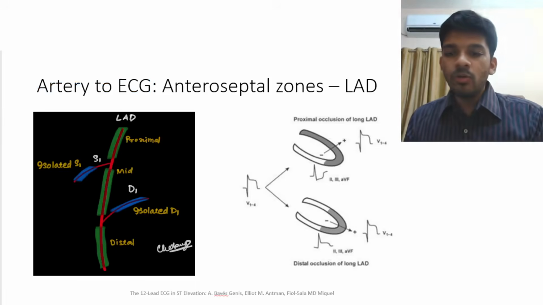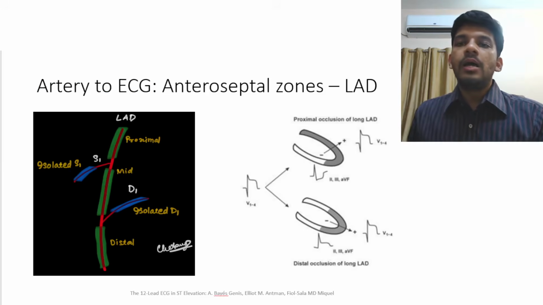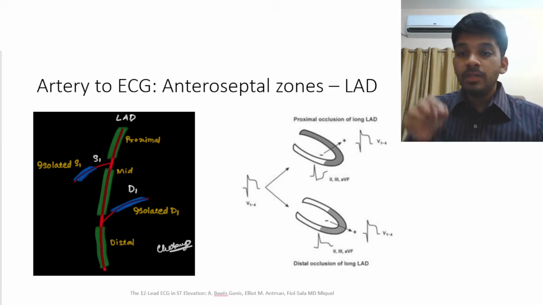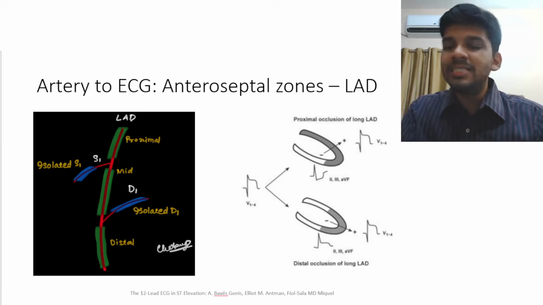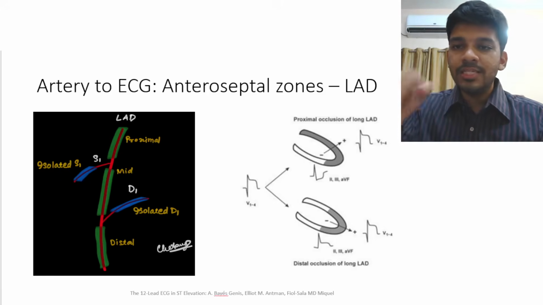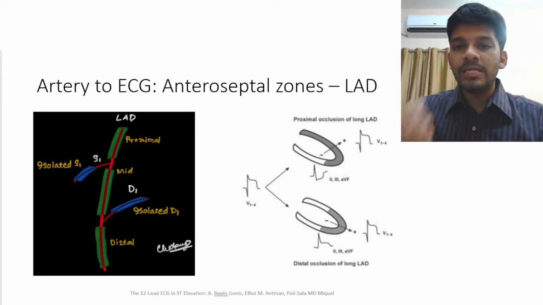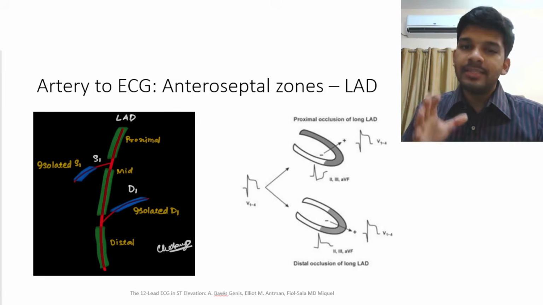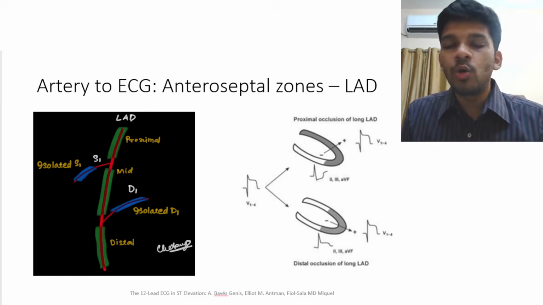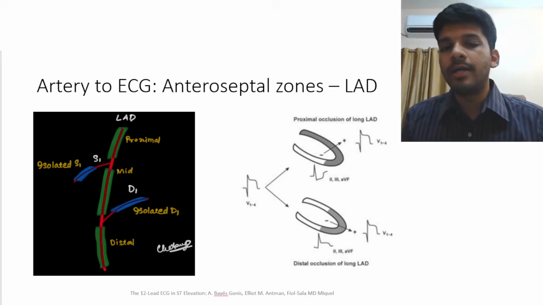Moving on. Now coming to the core aspect of our discussion, this was some introduction. Now we will look at the various ECG patterns and we will go from the artery to the ECG. Towards the end, we will synthesize going from the ECG to the artery. While going from the artery to the ECG, the first set of occlusions to be understood are the occlusions which affect the anteroseptal zones of the myocardium.